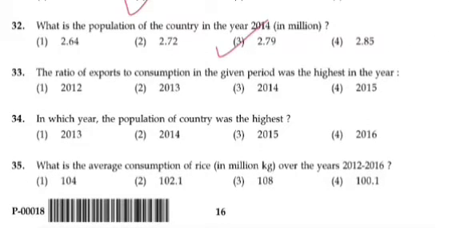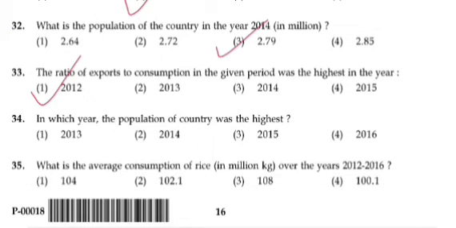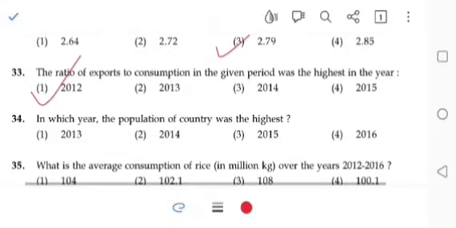Question 33. The ratio of exports to consumption in the given period was the highest in the year 2012, 2013, 2014, 2015. It will be number 1, 2012. Question 34. In which year the population of the country was the highest? 2013, 2014, 2015, 2016. It will be number 4, that is 2016.